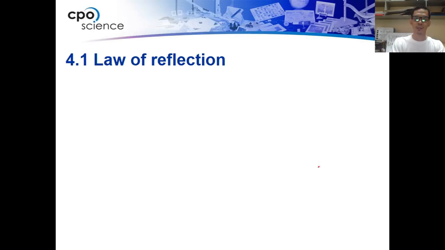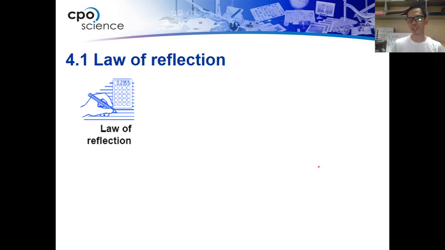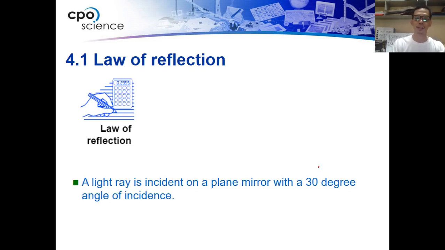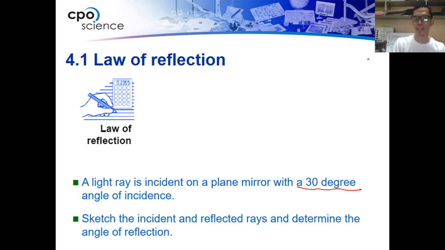Alright, let's try out a sample problem with regards to the law of reflection. Example: a light ray is incident to a plane mirror. A light ray is incoming to the mirror at a 30-degree angle of incidence. Now sketch the incident and reflected rays and determine the angle of reflection.